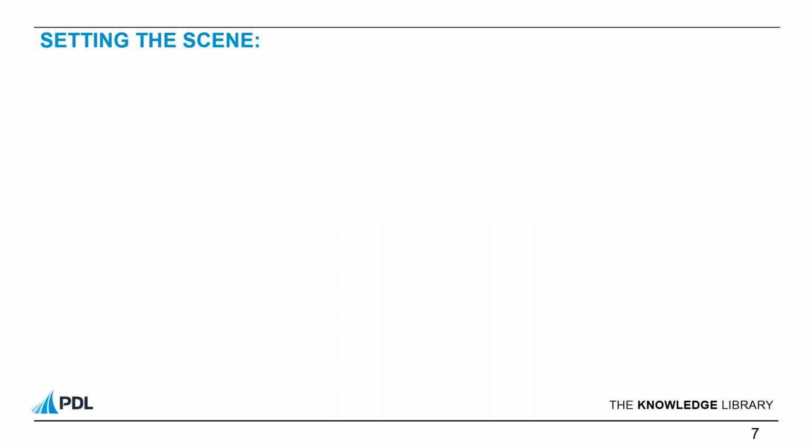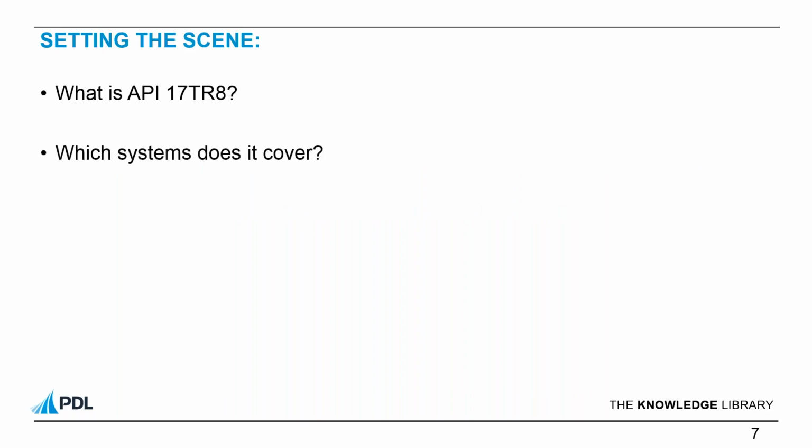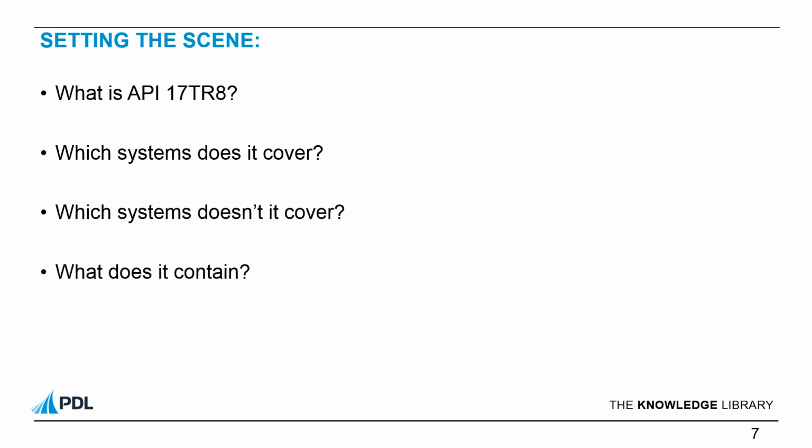So I'm just going to start by setting the scene, and to do this, I'm just going to try to answer a few fundamental questions in relation to API 17 TR8. So first of all, what is API 17 TR8? Which systems does it cover? Which systems doesn't it cover? What does it contain? And why is it being introduced?